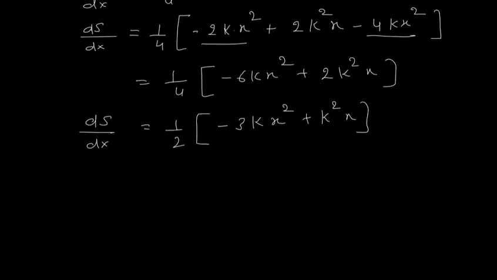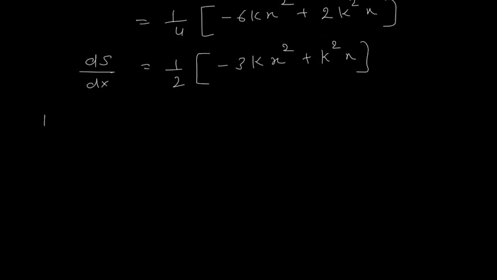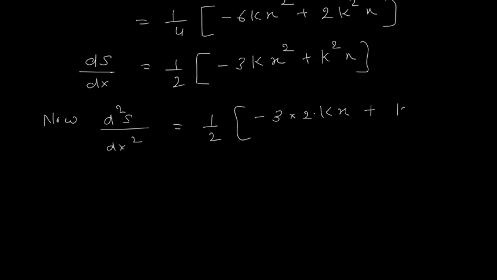Now I will differentiate it again. Now d square s upon dx square is 1 upon 2, I am differentiating this with respect to x. So here I will get minus 3 into, 3k is constant and derivative of x square is 2x. So 3 into 2 into kx plus k square. So this is 1 by 2 into minus 6kx plus k square. This is our second derivative.